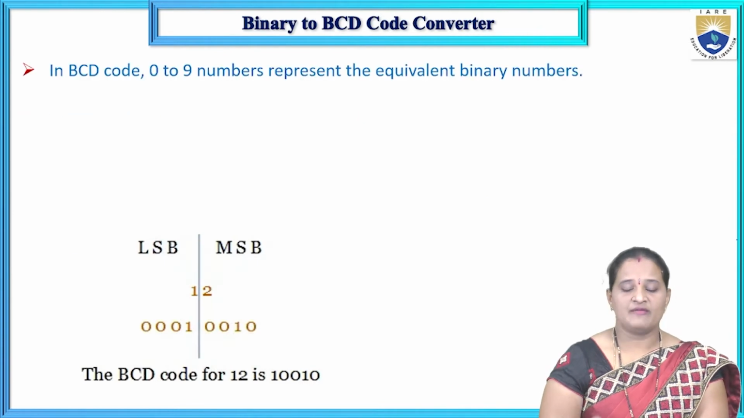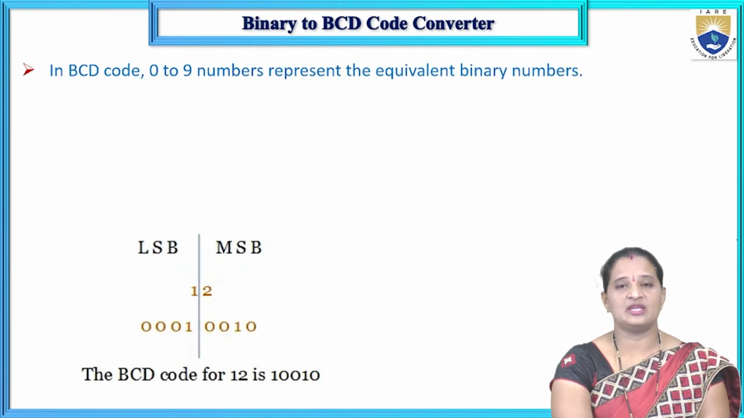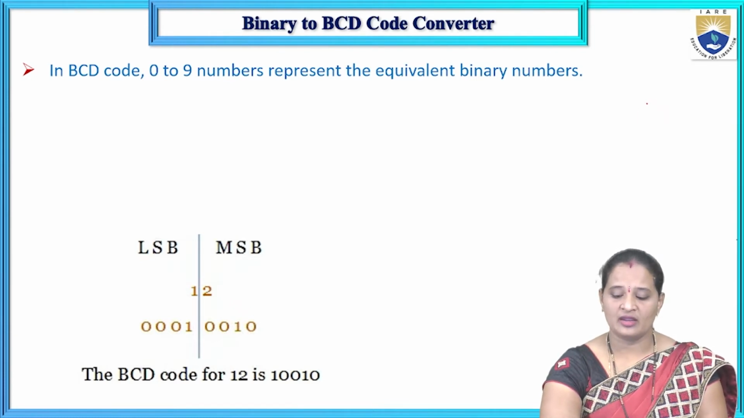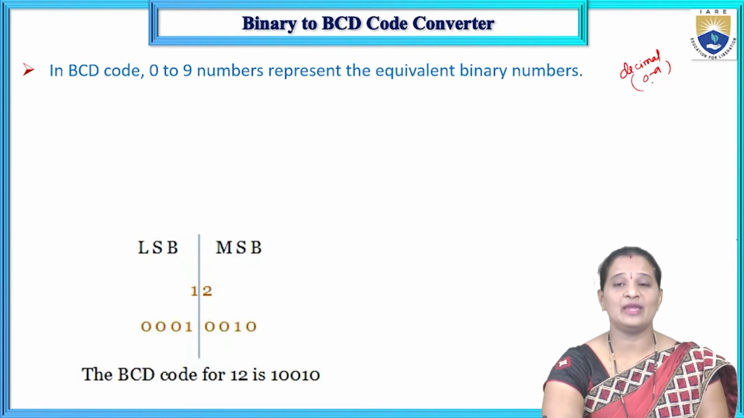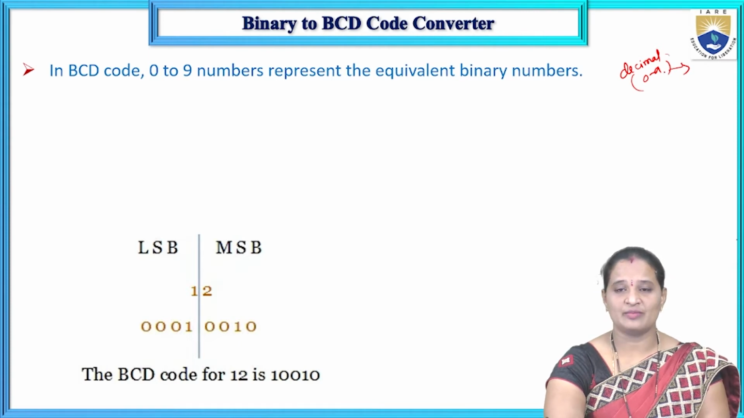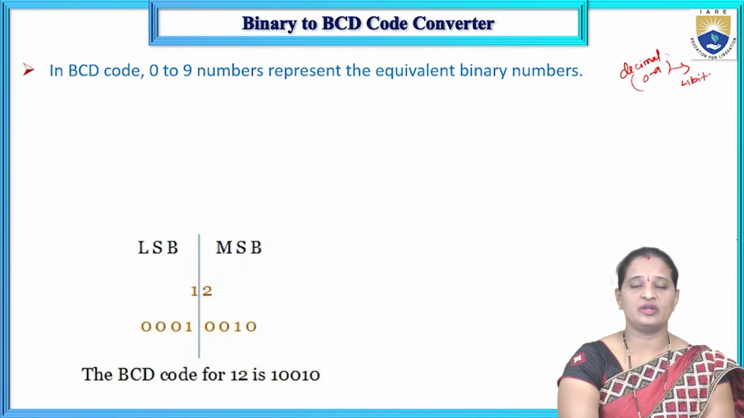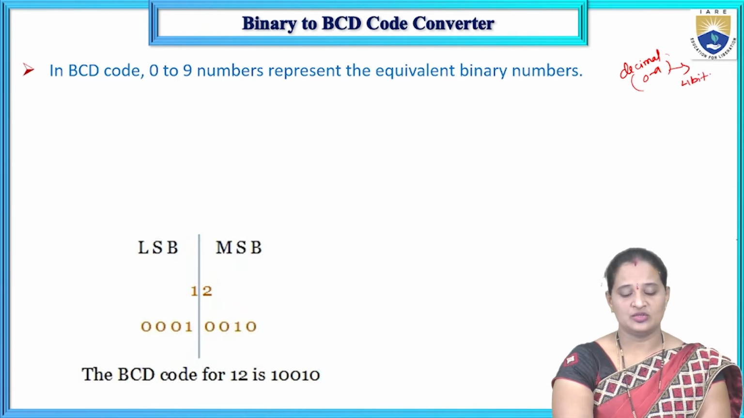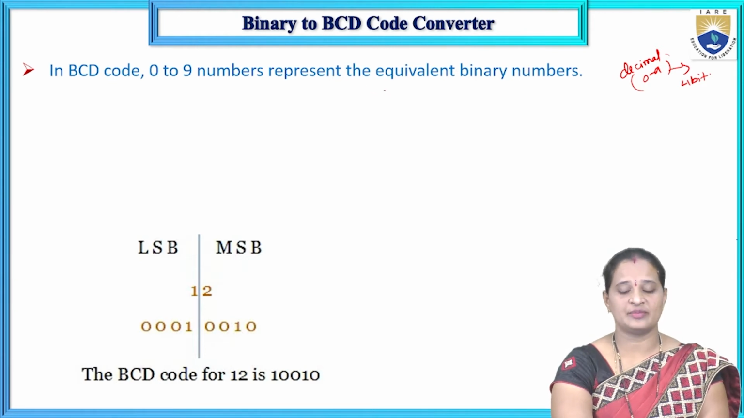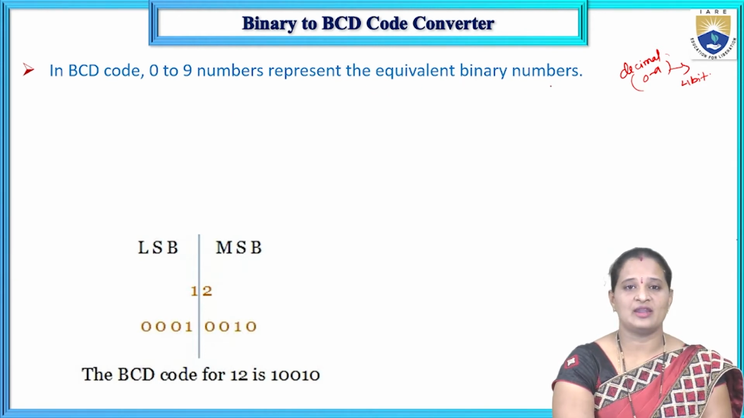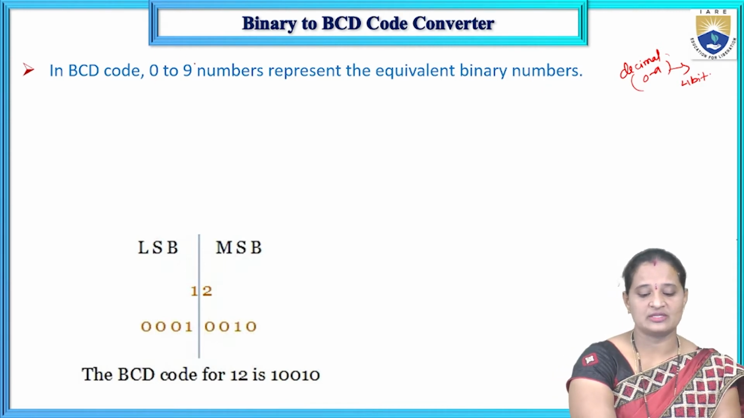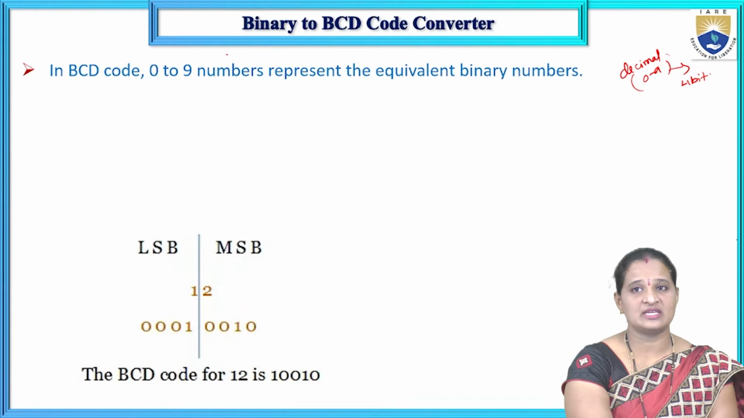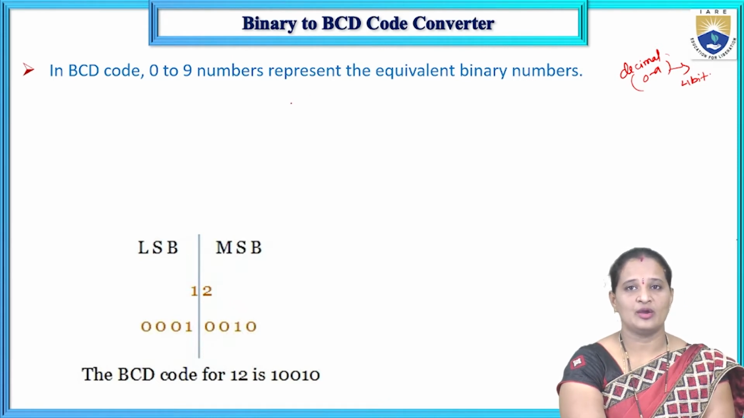Here, first of all, the BCD code is nothing but binary coded decimal, wherein the decimal digits 0 to 9 are coded into binary. To code these decimal digits into binary, it requires a 4-bit binary code. That code we call the BCD code. In BCD code, the decimal digits 0 to 9 are represented by their equivalent binary numbers.